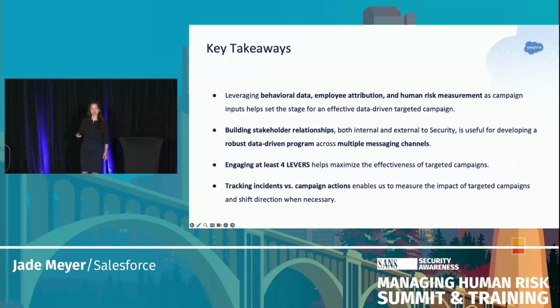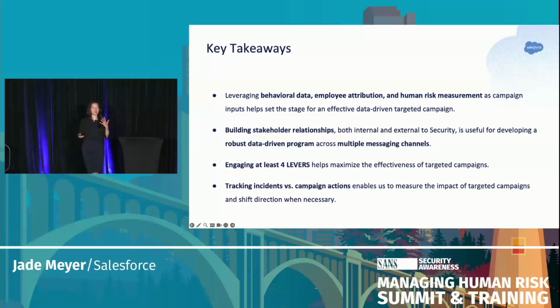All right, so key takeaways from this presentation. We talked about the data, right? We talked about how leveraging behavioral data in combination with employee attribution data and that human risk score that I talked about before can really help set the stage for an effective targeted campaign, right? These campaign inputs really help you determine the who, what, when, where, why, and how of your campaign, and you can do that all before the big incident even happens.